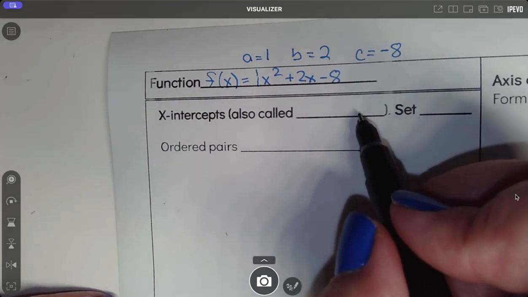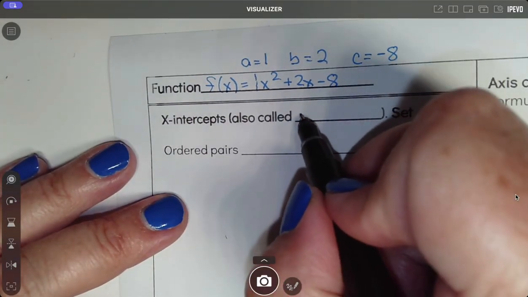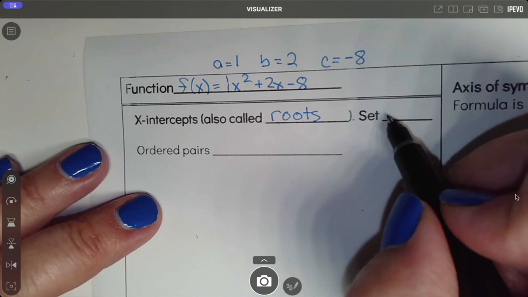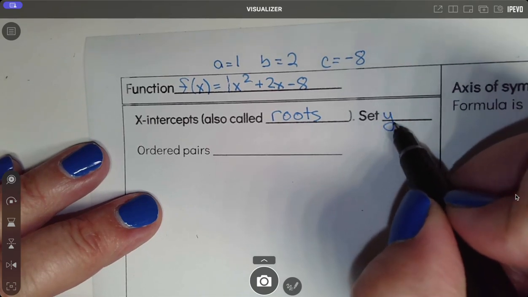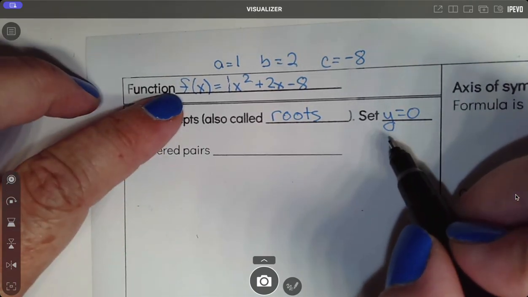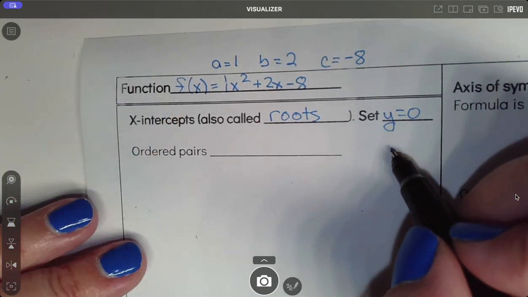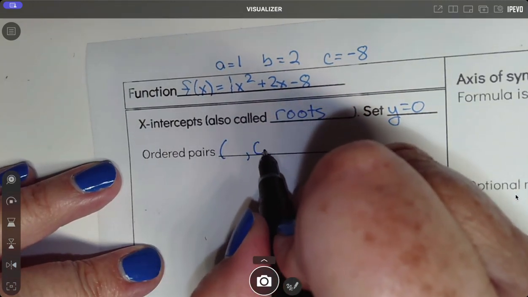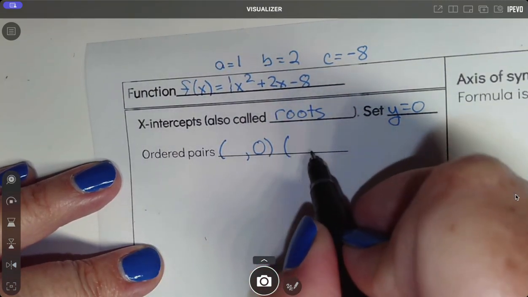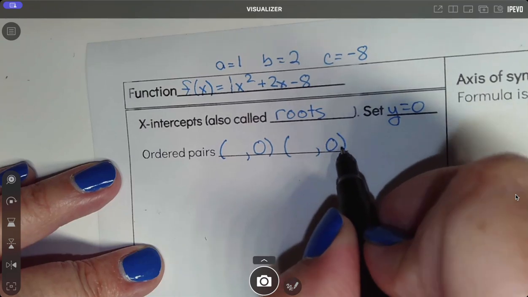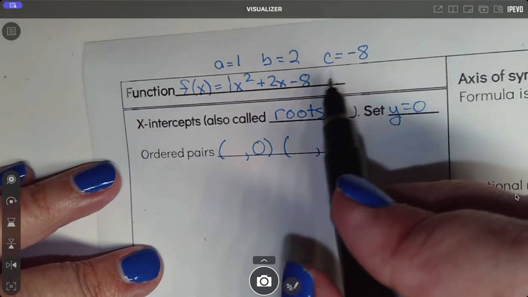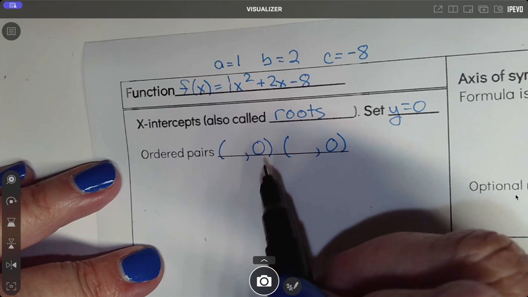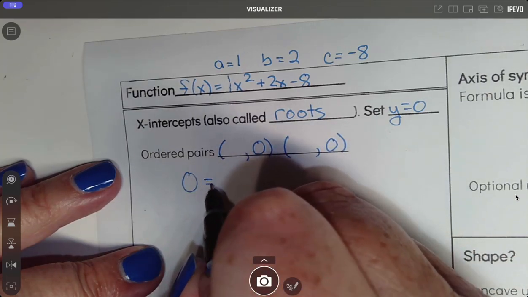We're going to find our x-intercepts first. These are also called roots. And to find our x-intercepts, we are going to set y equal to 0, and f of x represents y. Our answers are going to be ordered pairs. Now, since we said y was 0, in each ordered pair we'll have a 0 for y.